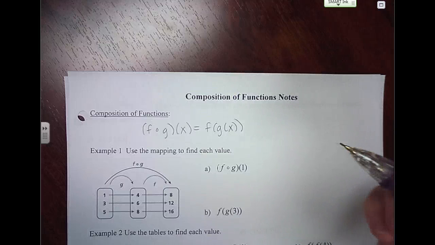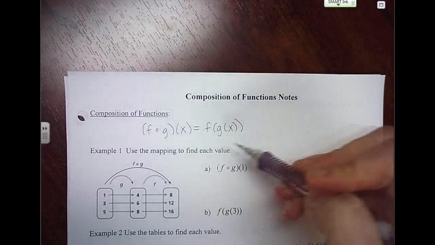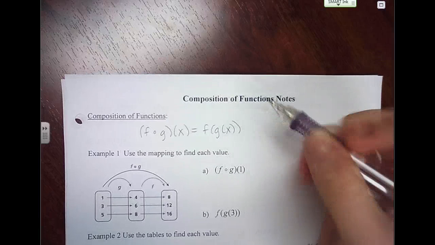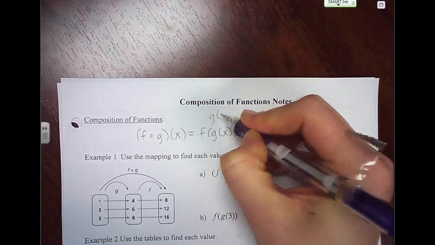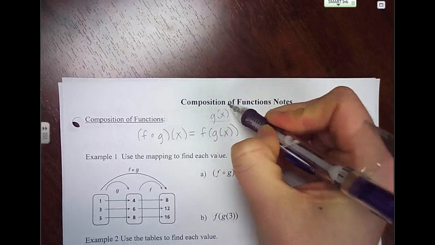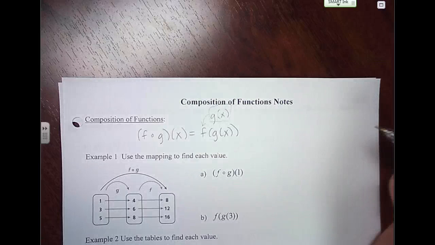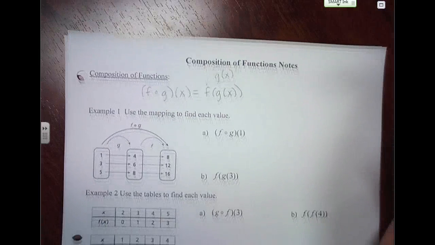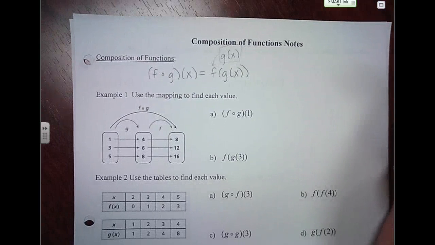So when we use composition of functions, its notation looks like this. So here inside of this, you have this g of x, which is what you're used to seeing. But now we're going to take this entire function and put it into the f. So this first example is using a mapping diagram.